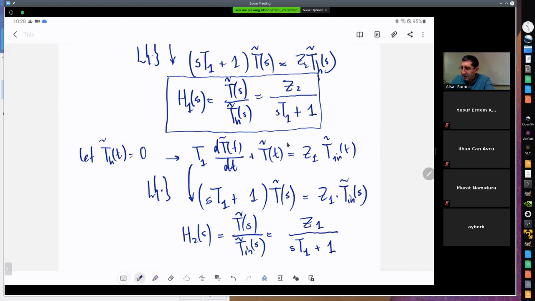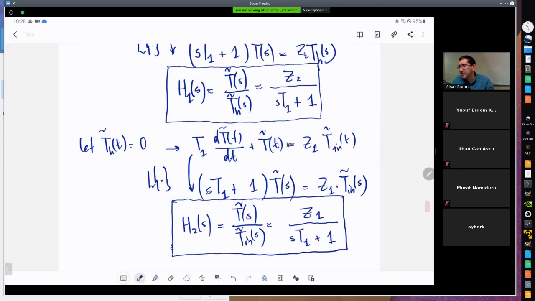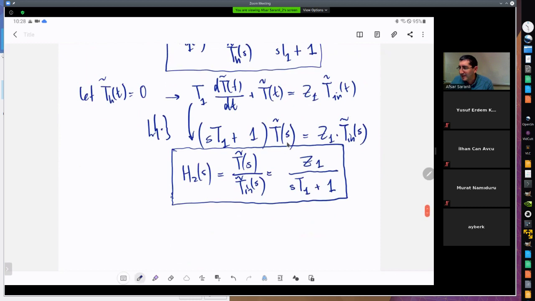Why the same denominator? Because on the left hand side I don't have anything that is different. I only have a difference in terms of the input, and that only determines the numerator of this transfer function.